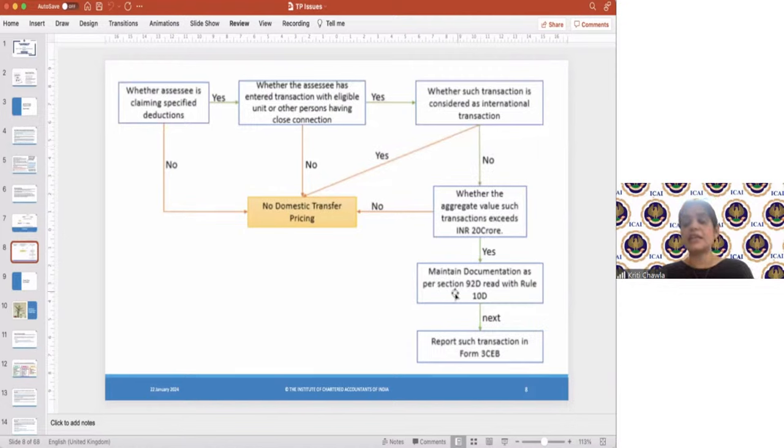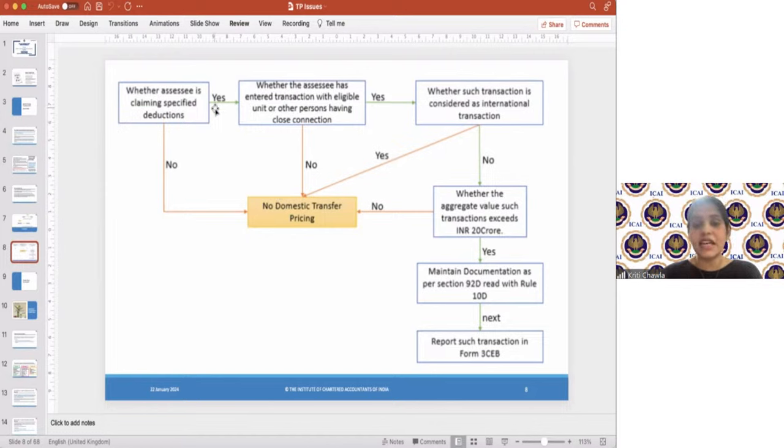But what I've done is I have provided a very nice chart here, and this chart can help you understand and remember what exactly are specified domestic transactions, what the thresholds applicable are, and when SDT is applicable. The starting point is whether the assessee is claiming specified deductions or not. If the assessee is not claiming specified deductions, then obviously transfer pricing domestically will not happen. So no, then no domestic transfer pricing.